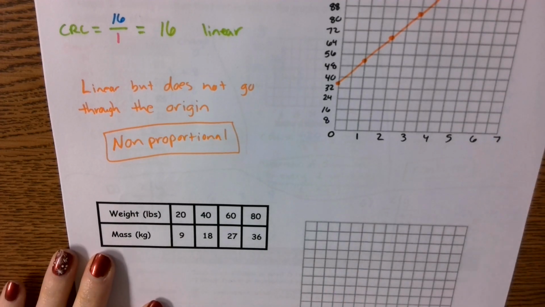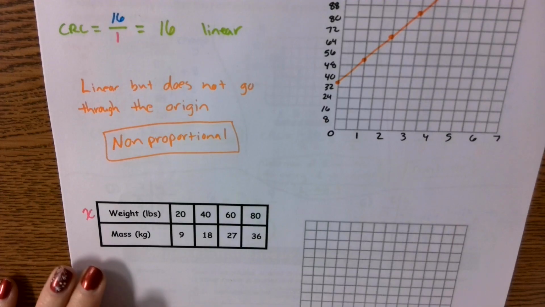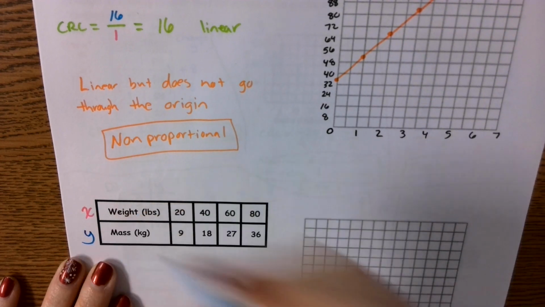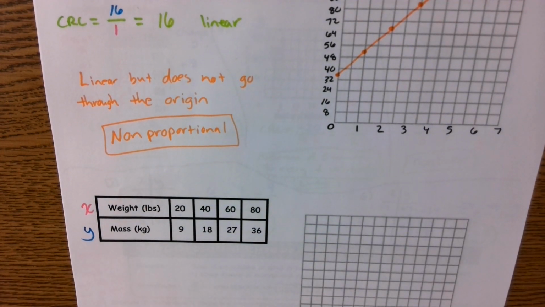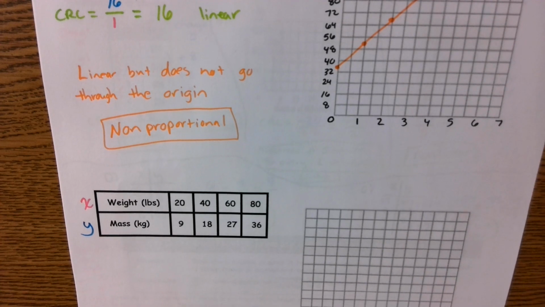Okay, for problem 2, the next problem that we have, we've got the weight in pounds. Again, this is our x. Our mass is going to be our y. So we want to know what is the constant rate of change of this table? Eager? 9 over 20. So it does make it linear. Is it going to be proportional? Kingsley? Yes. Okay, eventually it will pass through the origin.